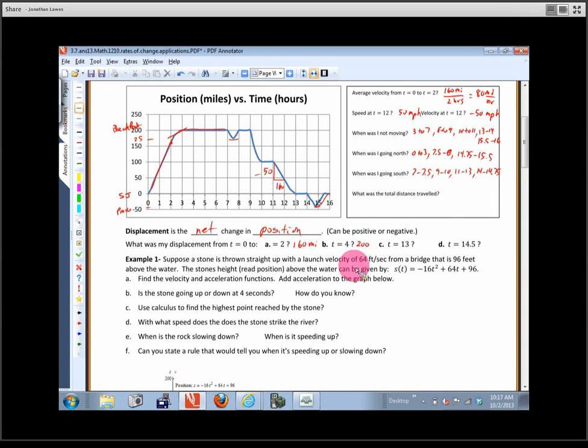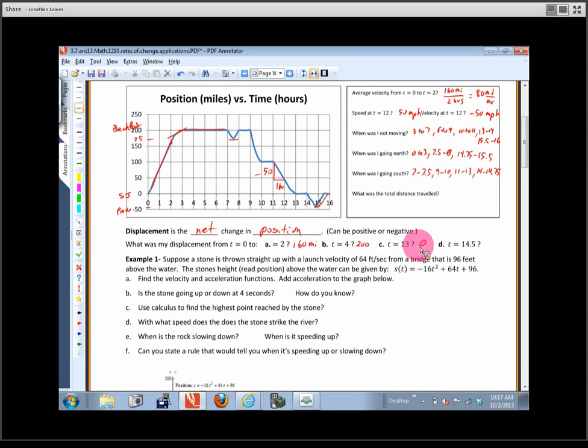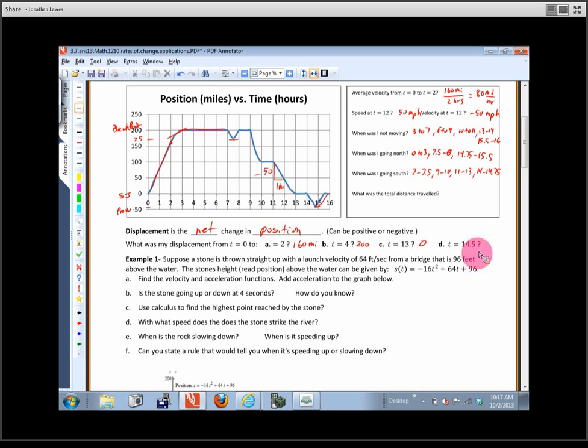Okay, what about at 13, from 0 to 13? 0, okay? My displacement was 0, but does that mean I didn't go anywhere in between 0 and 13? It doesn't. And what about 0 and 14.5? Negative, I'd say about negative 30-ish or somewhere around there. Definitely negative. Whatever it is, precisely what it is doesn't really matter.